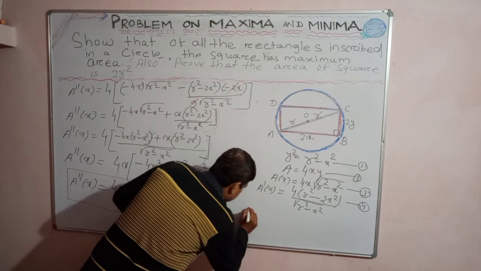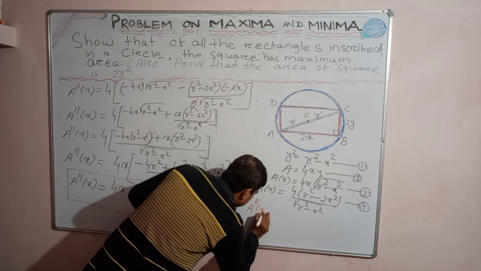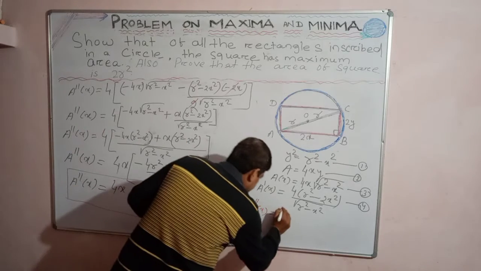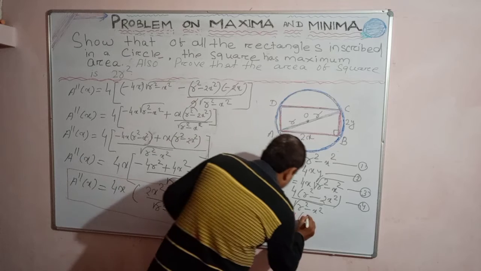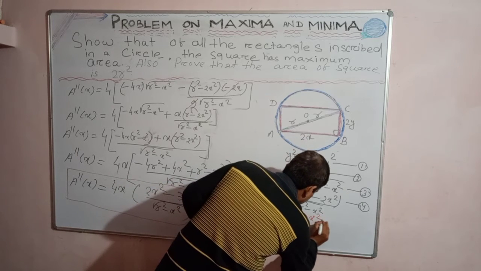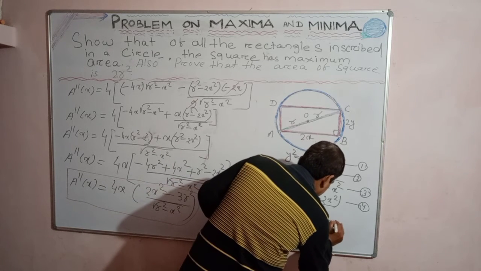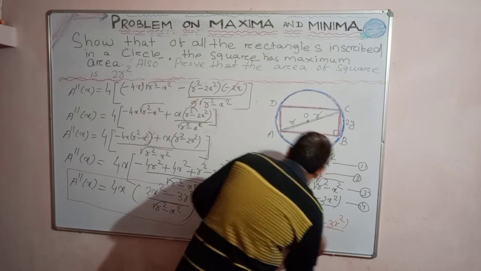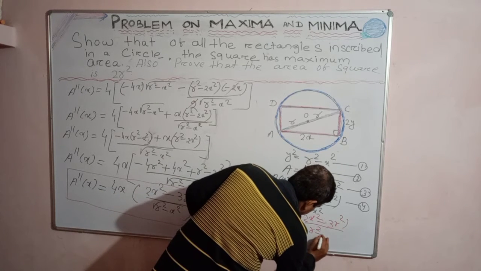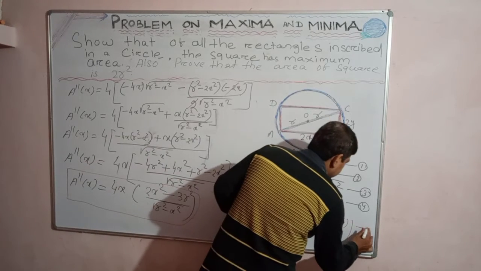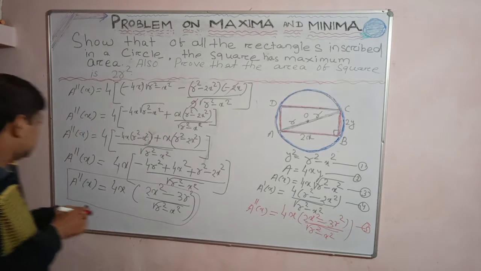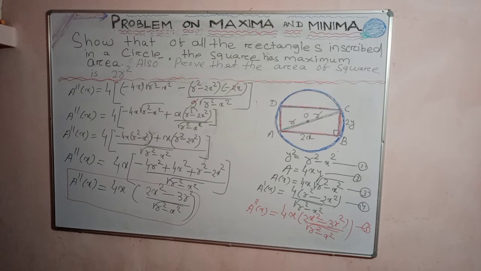Note down here: a double dash x is equal to 4x whole into 2x square minus 3r square whole divided by root of r square minus x square. And this is the point number 50 we got. So these are the important points that you have to find out. Okay, so you got the second order derivative.